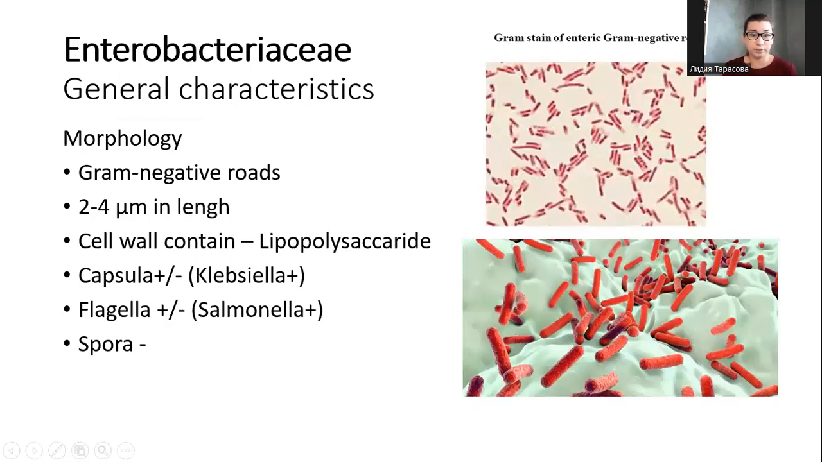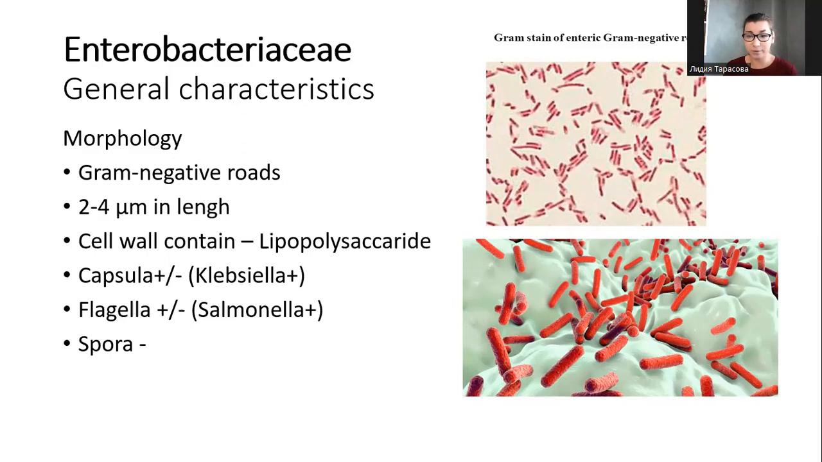Morphology of the Enterobacteriaceae family. All members of the Enterobacteriaceae family are gram-negative rods. So if you want to study Salmonella or Shigella or Escherichia in a microscope, you will see only gram-negative rods, and they will be similar.